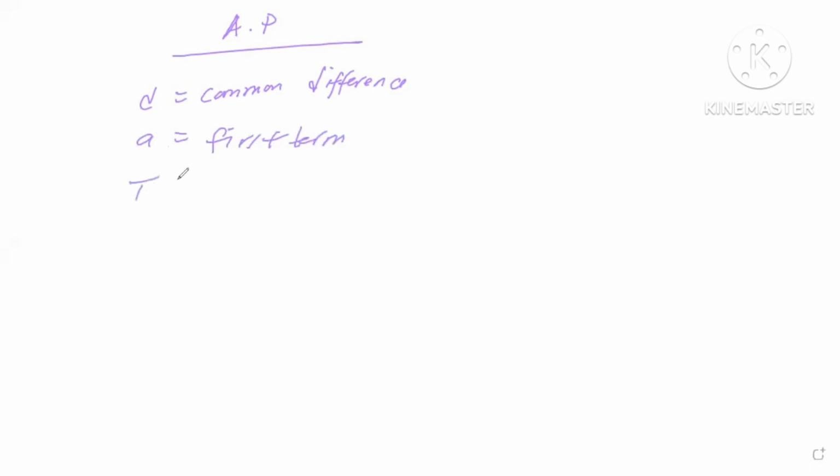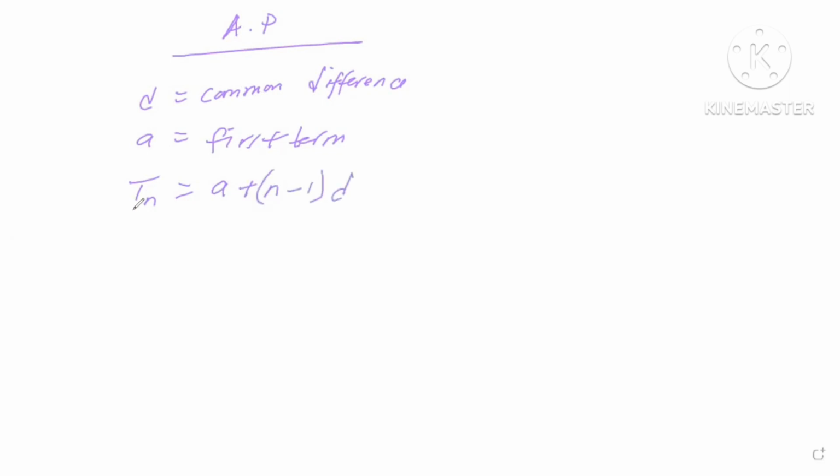So I was saying we deal with the AP. The basic things that you have to know include D, which is the common difference, then A, the first term. Then you have also the formula for the nth term. This one is given by Tn equals A plus n minus 1, then D.